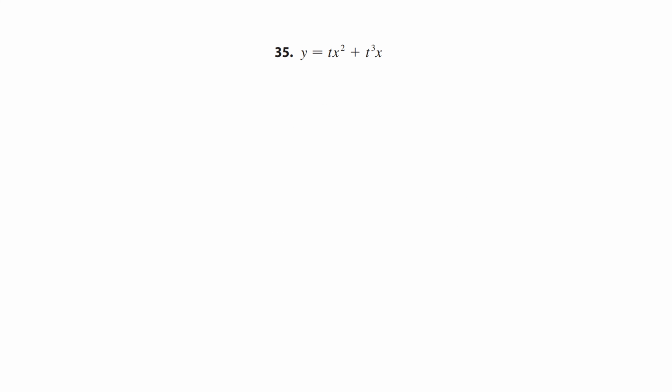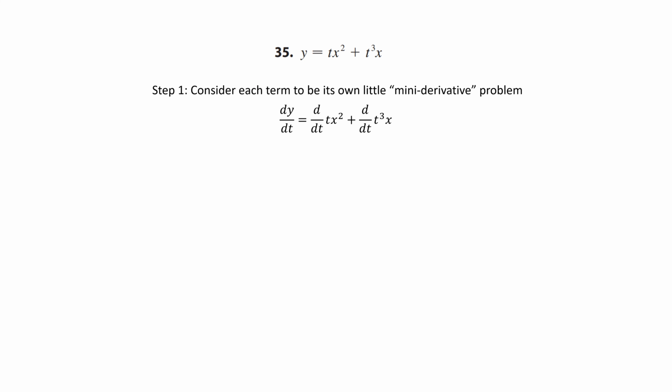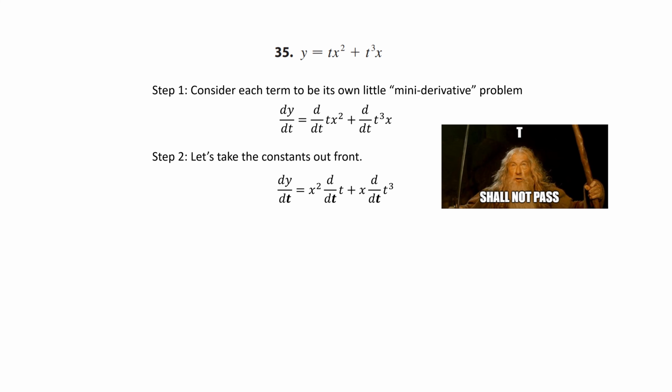Okay, for this part of the problem, we're going to do the exact same approach. We're going to treat each term like its own little mini derivative. We'll take the derivative of the first term, then the derivative of the second term. I've highlighted in bold here the t, because the t now is the wall where Gandalf is saying t shall not pass this time. So anything that doesn't have a t can come out in front. Those x squareds and the x can just jump out in front.